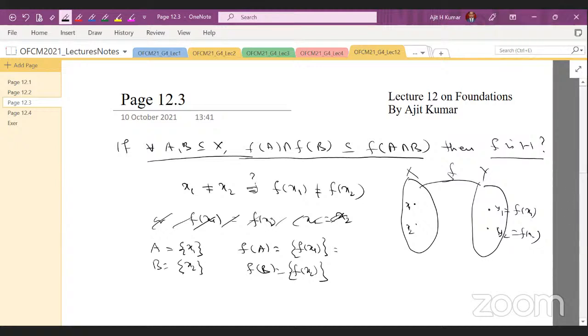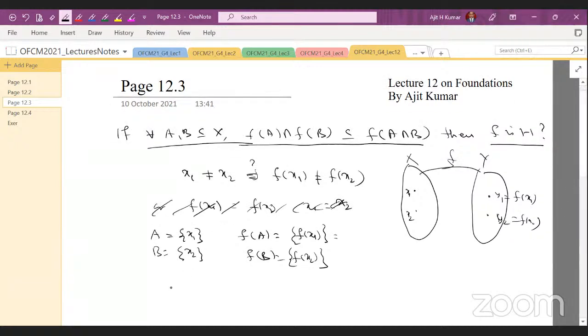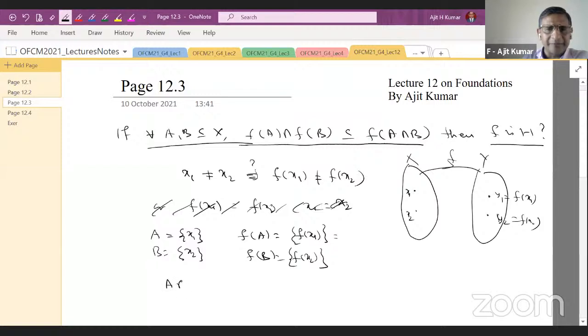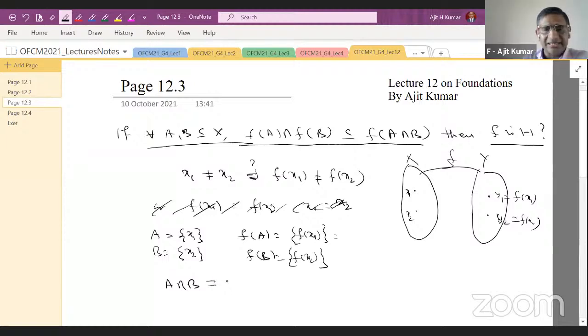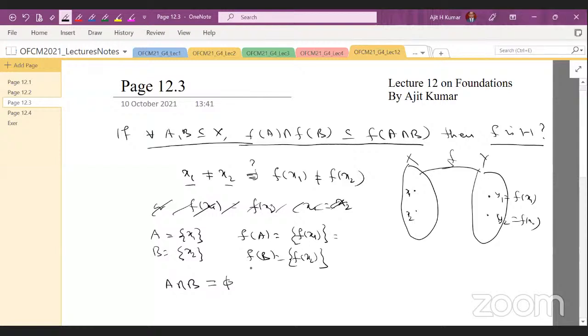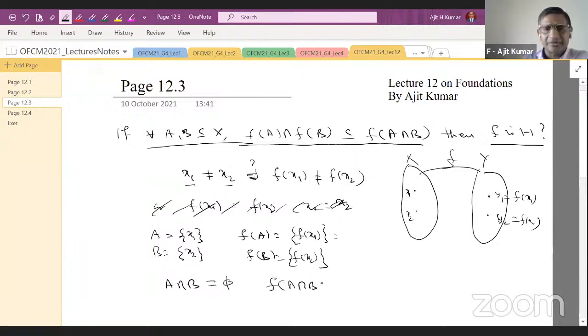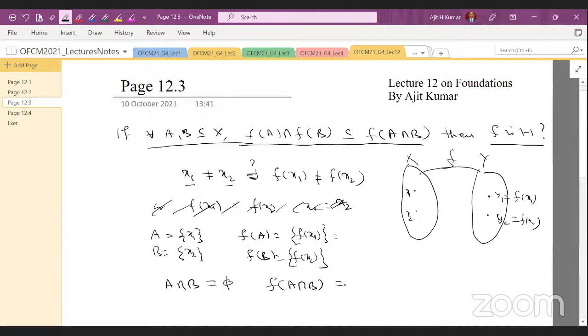Okay. Now let us make use of this. What is A intersection B? B is an empty set. Very good. Why is it an empty set? Because x1 is not equal to x2. Okay. So what will be f of A intersection B? Tell me.